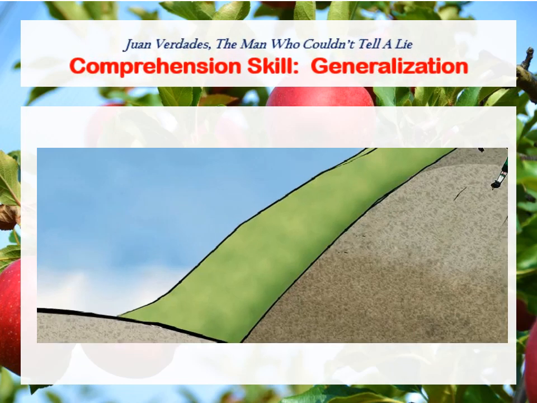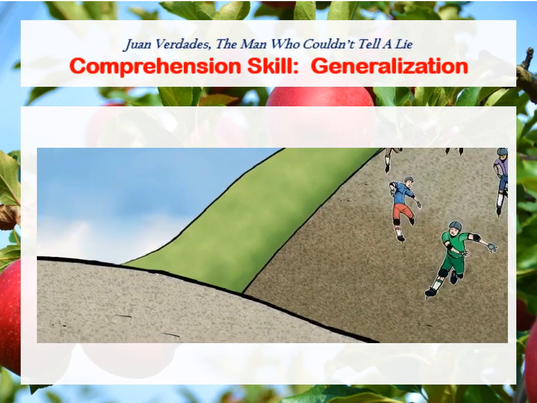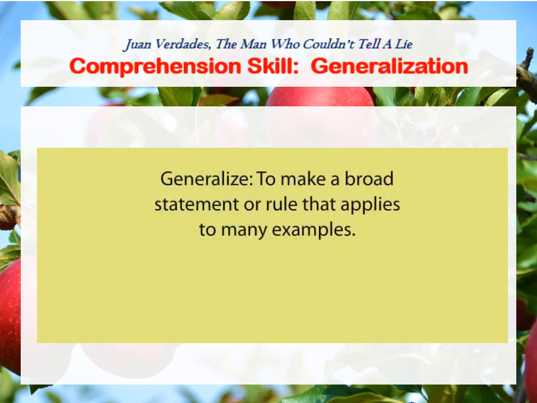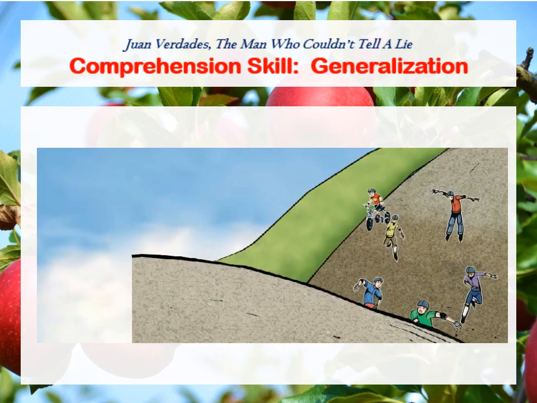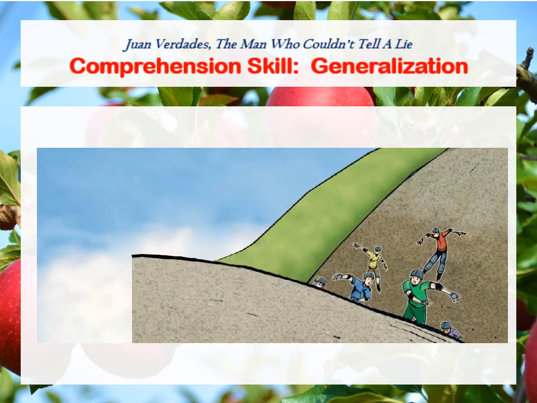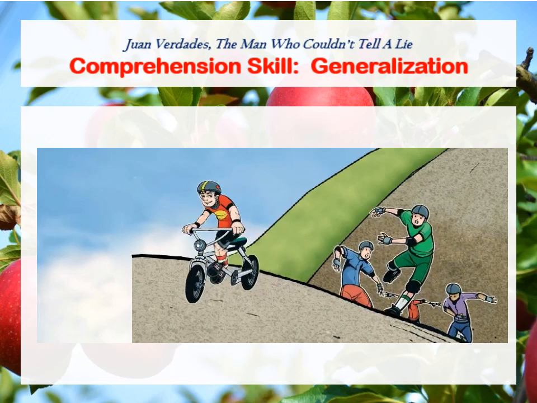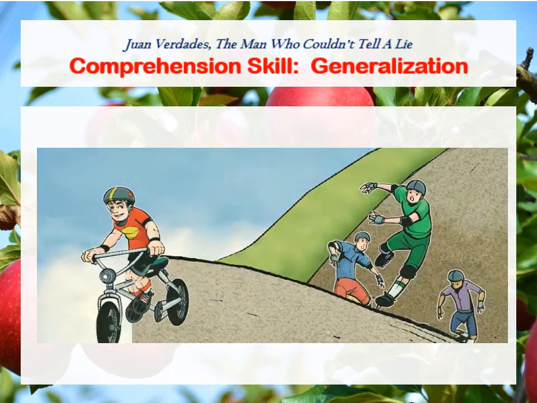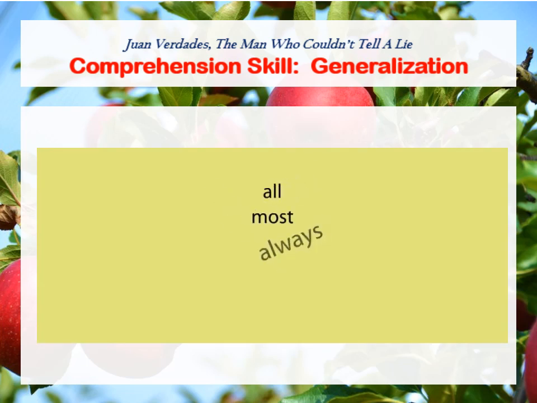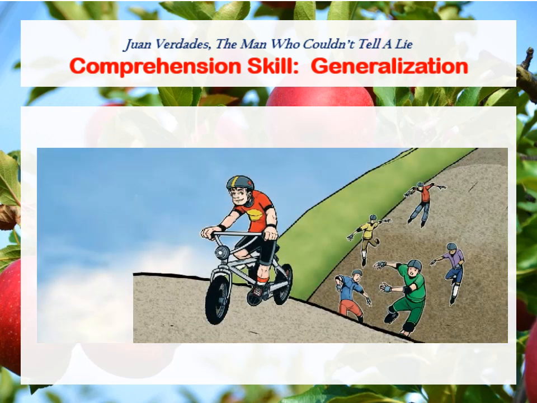Let's watch this video. When you generalize, you make a broad statement or rule that applies to many examples. For instance, you can go faster on a bike than on skates. Or, skating uphill is always harder when you're skating for the first time. Clue words like all, most, always, usually, and often can signal a generalization. Watch for them when you're reading.